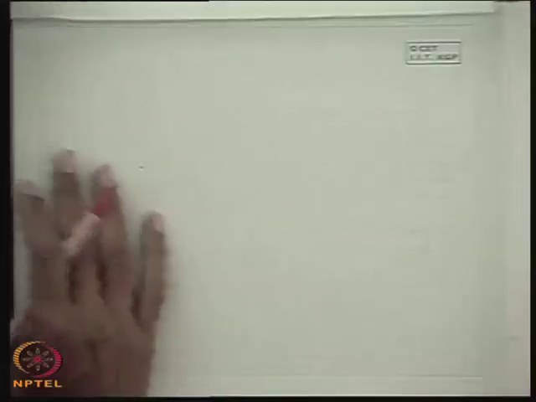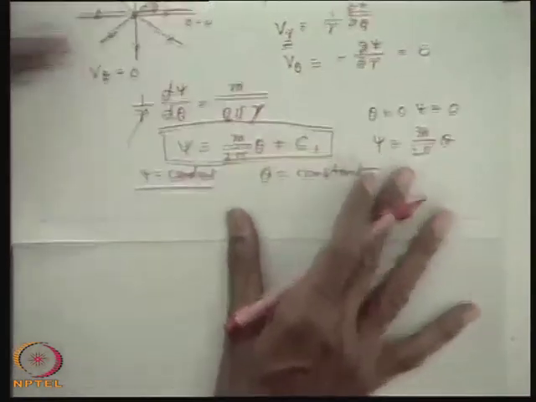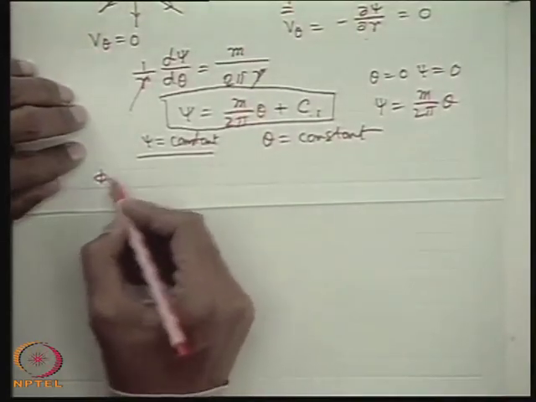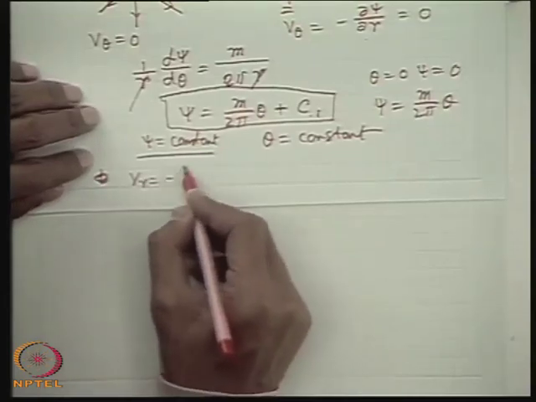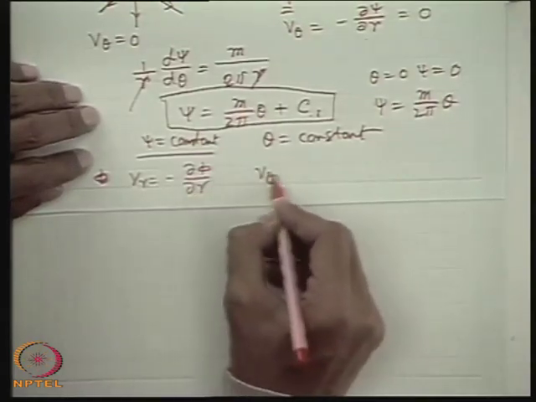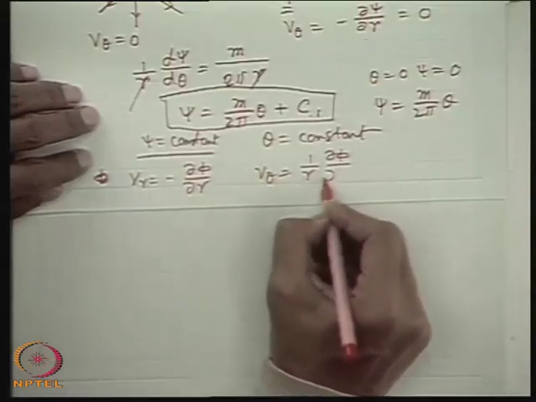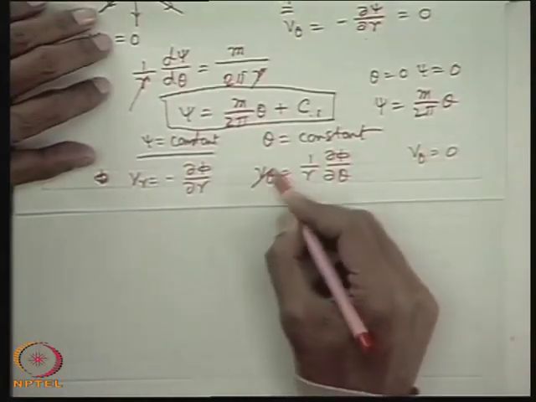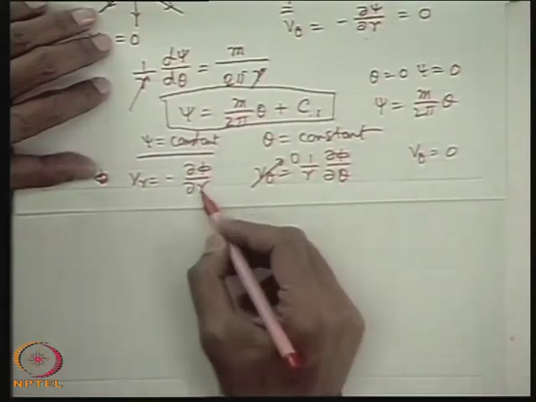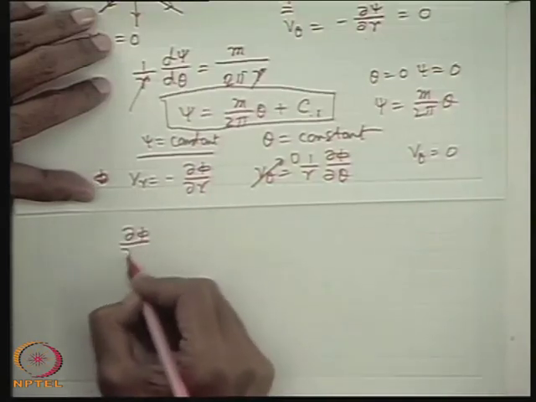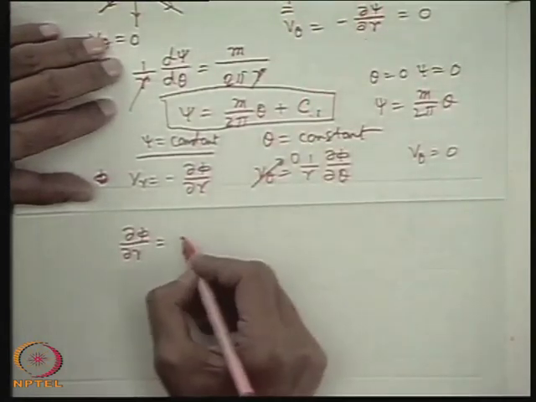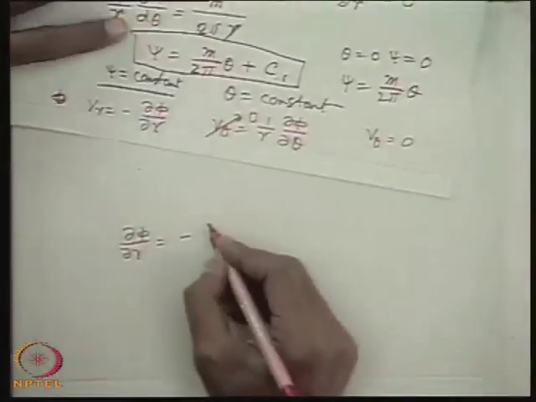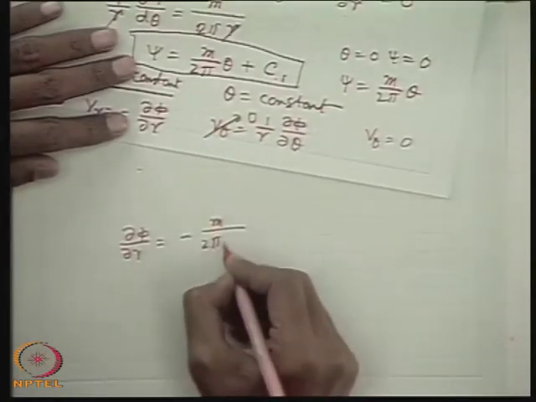Well, now if I find out the values of phi in this case, I can write Vr is minus del phi del r, and V theta is 1 by r del phi del theta. And if you make that definition that V theta is 0 for a source flow, so this is 0. So phi is not a function of theta, phi is a function of r. So therefore I can write del phi del r is minus Vr. Again, you remember that Vr is M by 2 pi rho r.